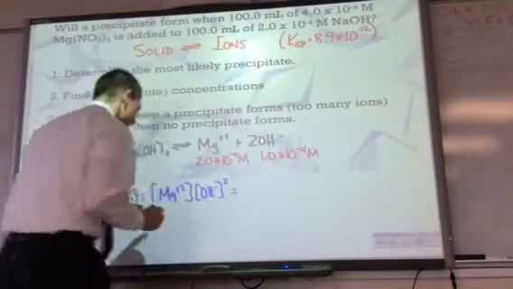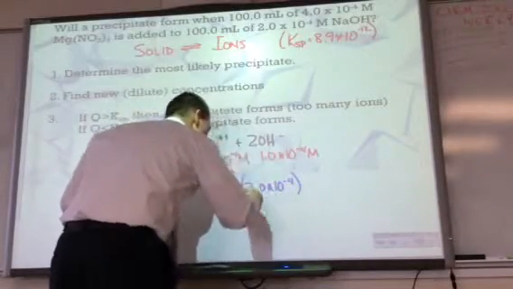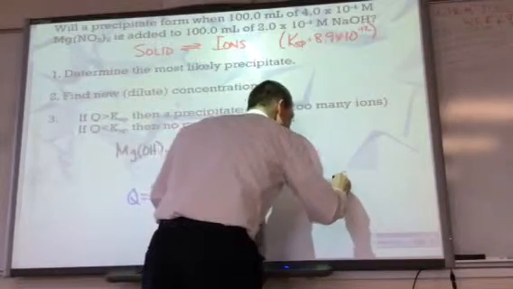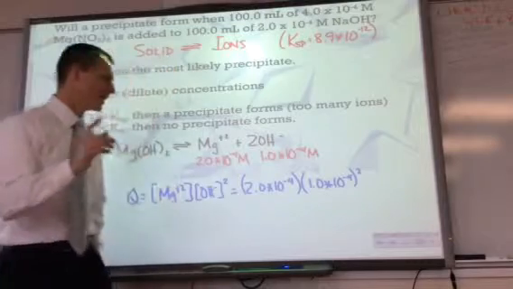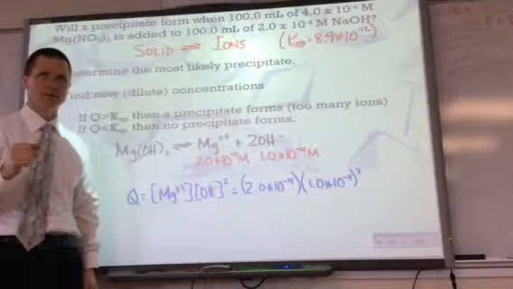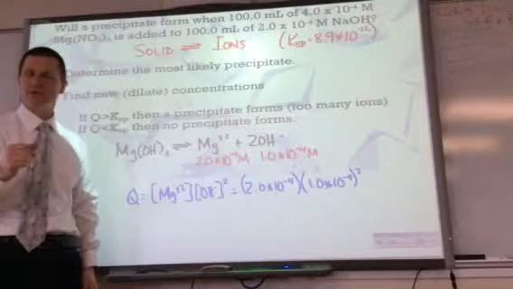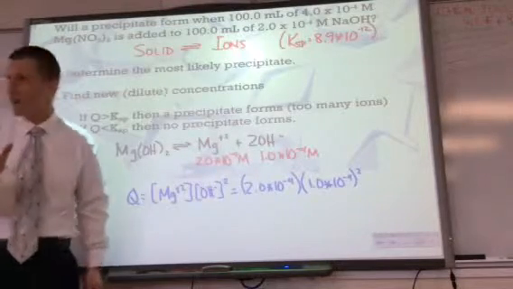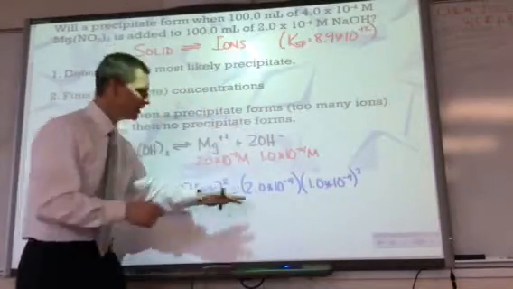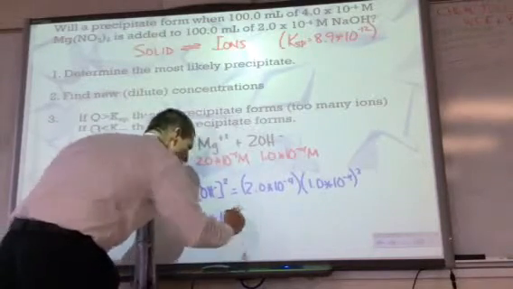So, the Q value is magnesium, 2 times 10 to the negative 4th, times the hydroxide squared, notice it's squared, 1 times 10 to the negative 4th squared. And without a calculator, what does Q equal? This thing squared is 1 times 10 to the negative 8, times another 10 to the negative 4th, and then times the 2. So Q equals 2 times 10 to the negative 12.